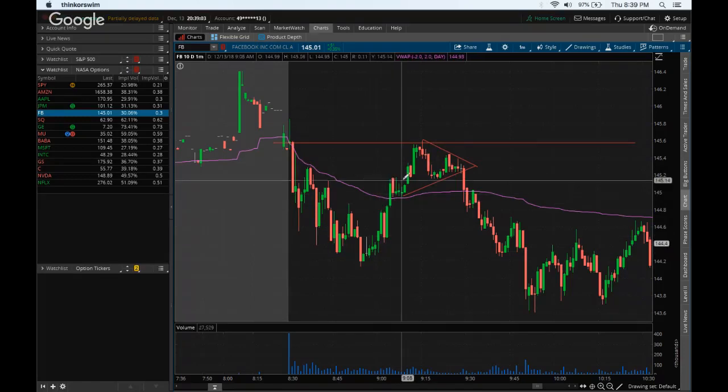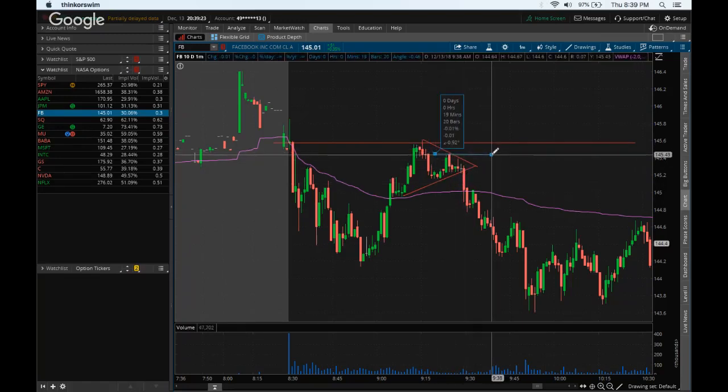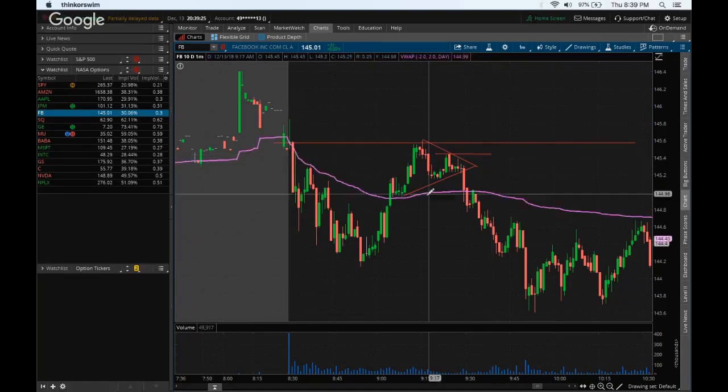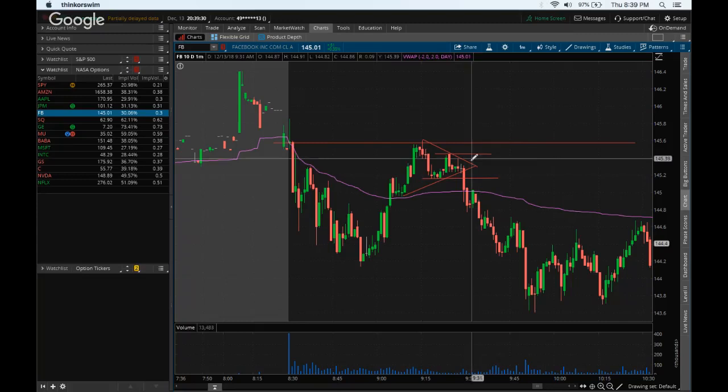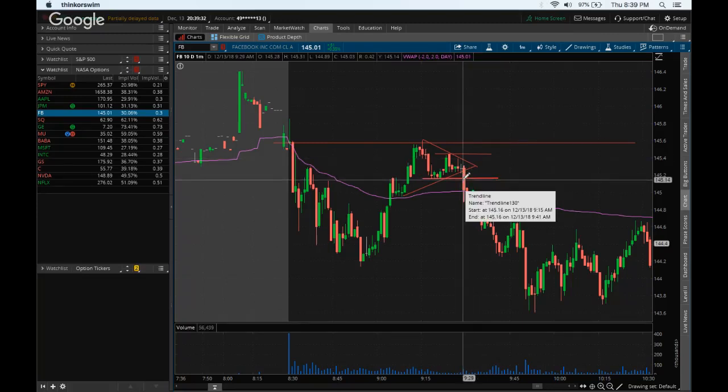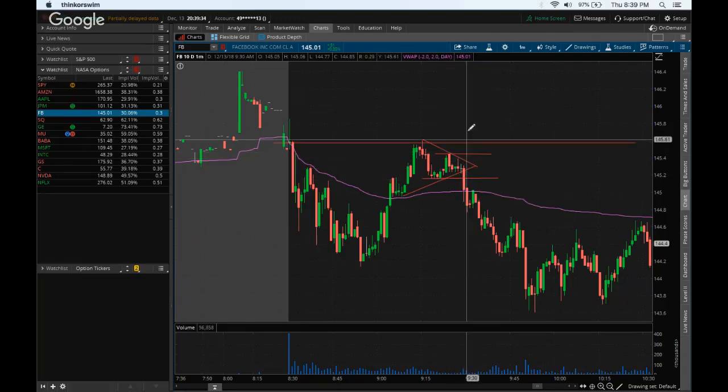But if I was watching this form here and bouncing in between this, then I would have just waited for the breakout. Usually on ascending and descending triangles, because I know which way it's going to break, I enter in before the breakout. Here, I would have waited for the breakout. I would have made this my entry if it broke to the upside, and I would have made this my entry for a break to the downside. So since it broke below this, I would have entered for a put. But again, if it broke above this, I would have entered for a call.